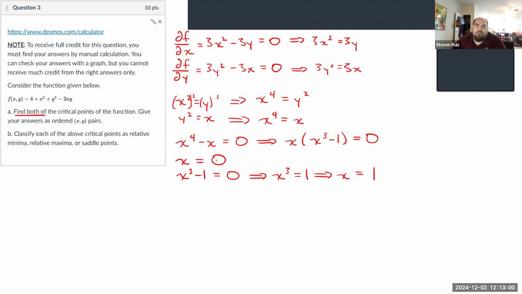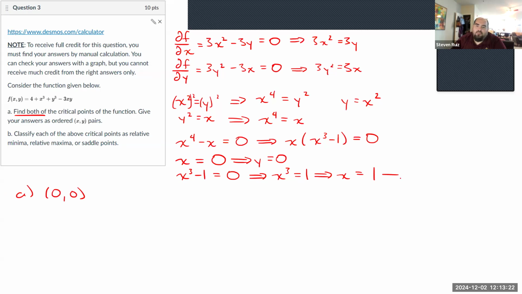So when x equals 0, oh, I also have y equals x squared. That'll be even easier. When x equals 0, y equals 0 squared. So that means y equals 0. So one of my critical points is (0, 0).